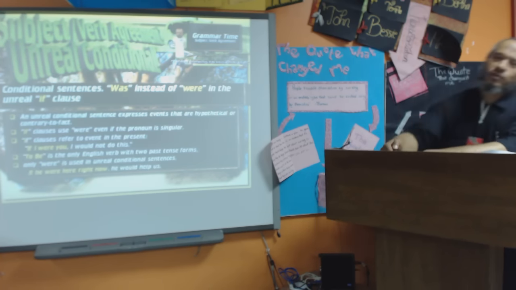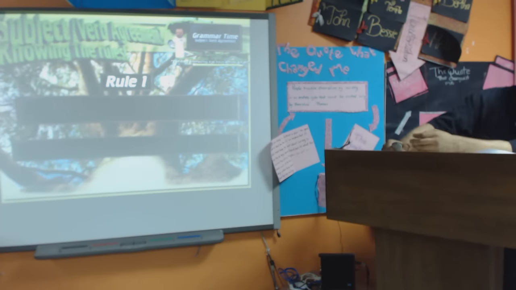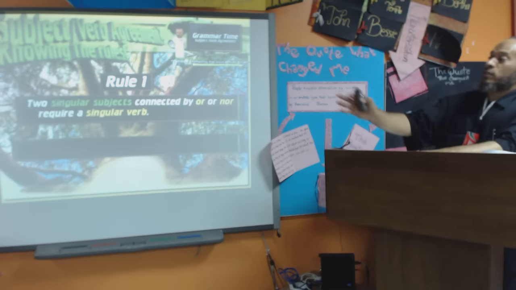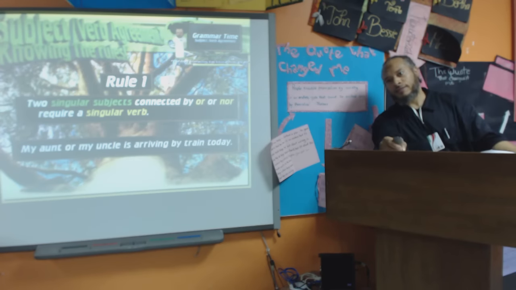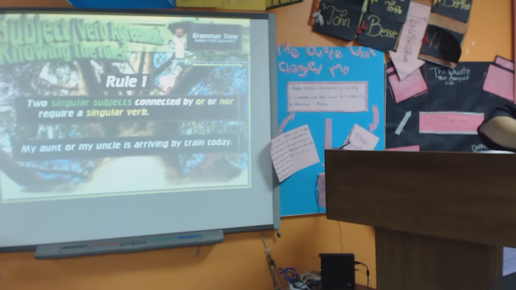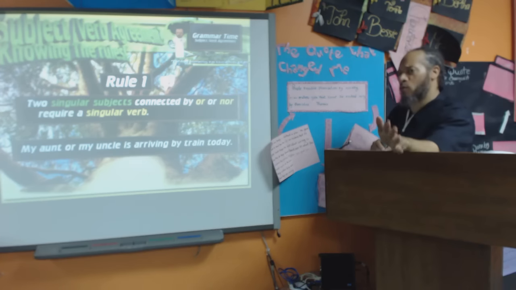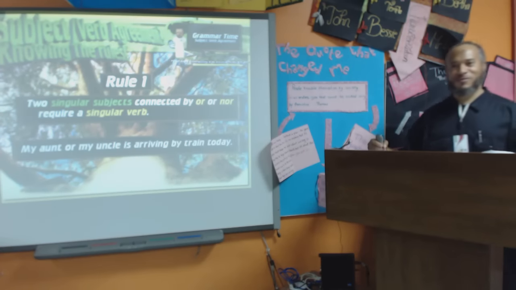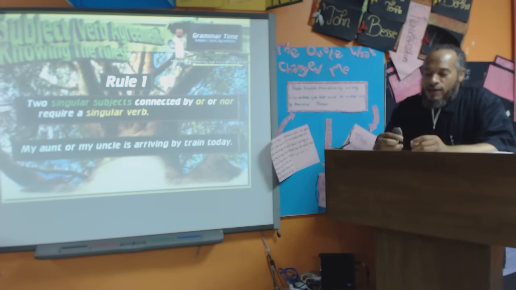Okay, let's get down to some rules. Rule number one. I said that was rule number one, but really, that rule should be the understood rule. But let's look at this one. Two singular subjects connected by or or nor take a singular verb. I think as far as these rules, they go from easy to difficult. Somebody in here, I can't remember which group, may have been the orange group, pointed this rule out, and yes, you were correct.